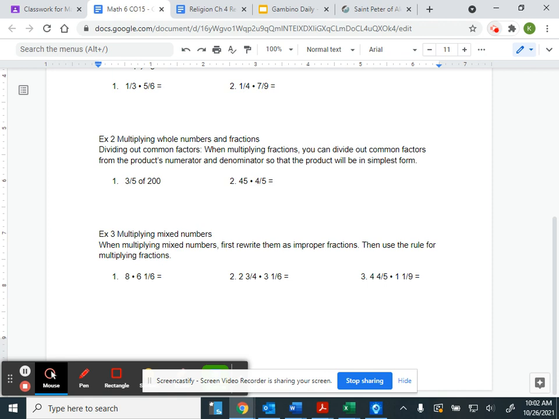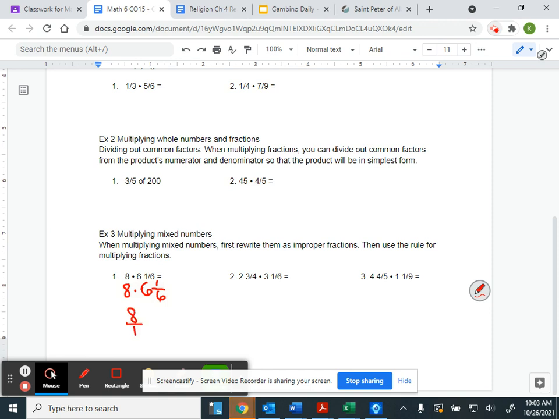So if we have 8 times 6 and 1/6, we want to turn that 6 and 1/6 into an improper fraction. We don't want whole numbers when we're multiplying. You don't multiply the whole numbers and then multiply the fraction. Not the same as adding and subtracting. Multiplying and dividing are different. So we need to turn them into improper fractions.